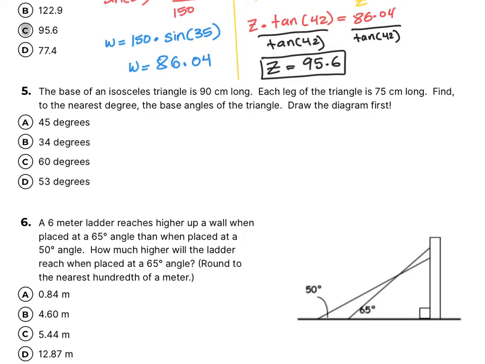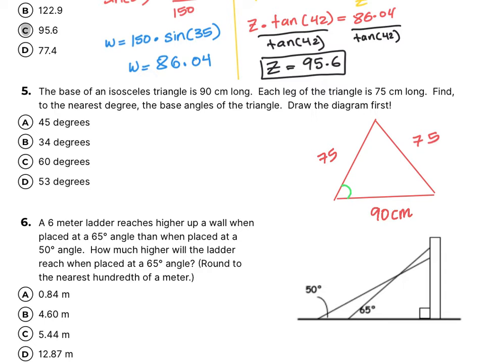The base of an isosceles triangle is 90 centimeters long. So I'm going to start by sketching an isosceles triangle. So triangle ABC having a base of 90 centimeters long. Each leg of the triangle is 75 centimeters. Find to the nearest degree the base angle of the triangle.